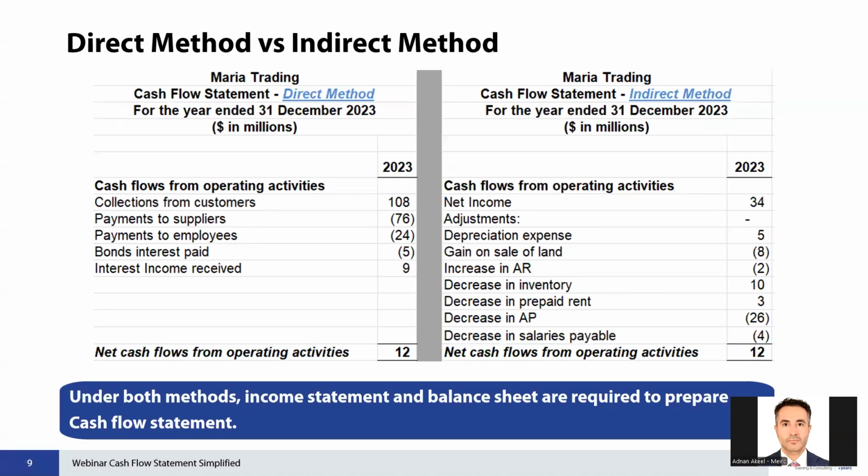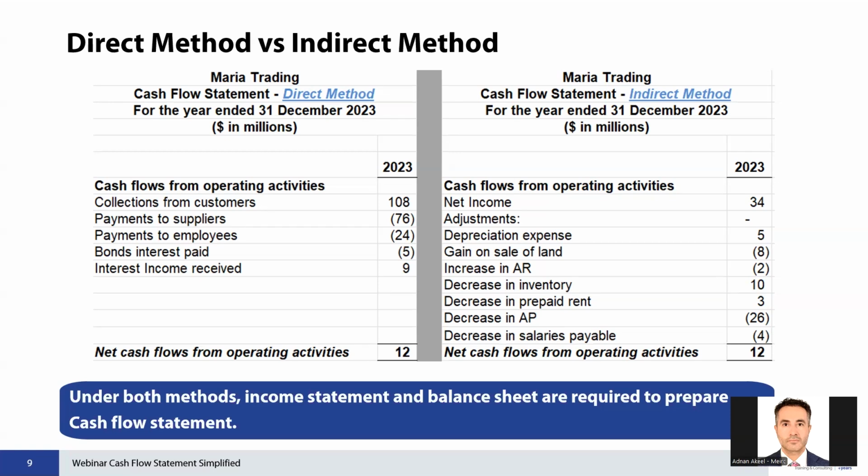This is an example to compare the direct with the indirect. On the left-hand side, we have the direct. So this is specifically in relation to the operating activities, because this is the only difference between the two methods. As you realize, we start by how much did we collect from our customers? And obviously, this is coming from our sales. How much did we pay to our suppliers? How much did we pay to our employees? If there are any other payments, for example, for interest or receipts from interest as well, whether interest income or interest expense, that needs to be disclosed here as well.